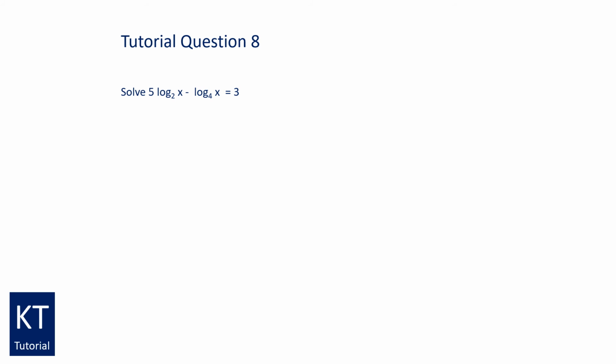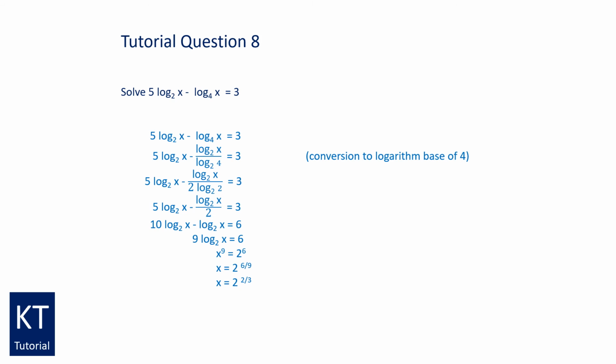Tutorial question 8. Solve the given equation. With the two logs being of different bases, we will convert the log with the higher base value to the lower base value. In this case, log x with base 4 can be converted to log x with base 2 divided by log 4 with base 2. This allows us to solve this portion of the expression as being equal to log x with base 2 divided by 2.